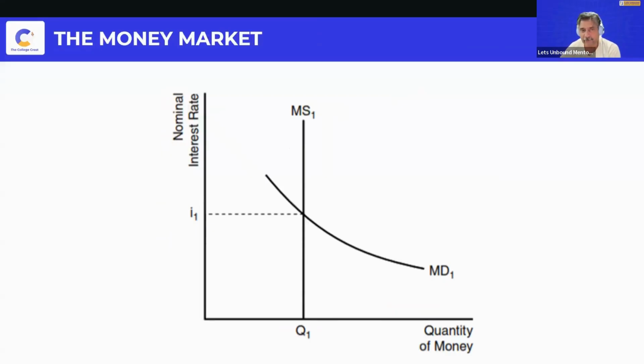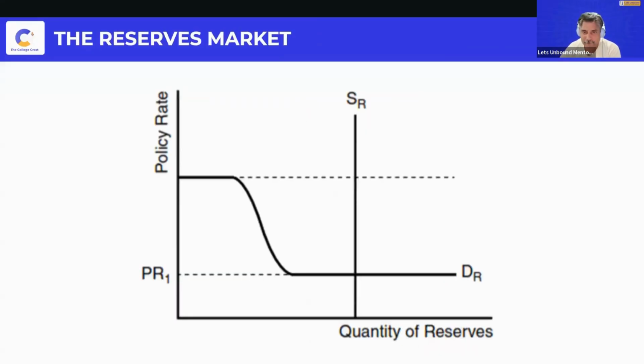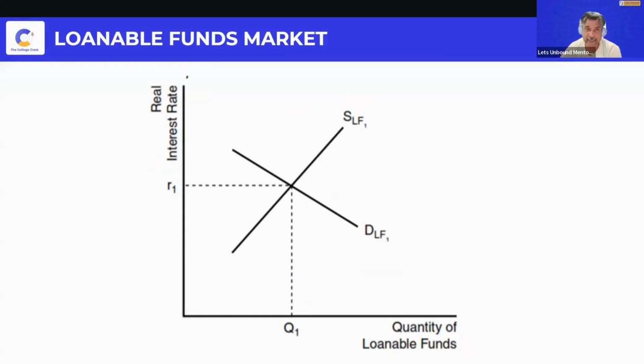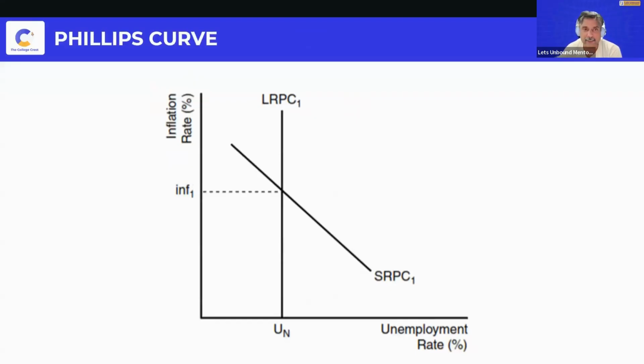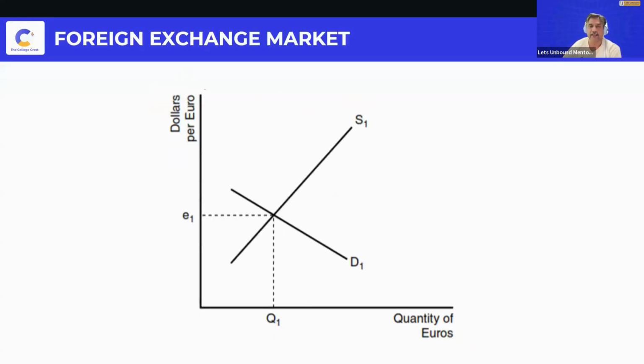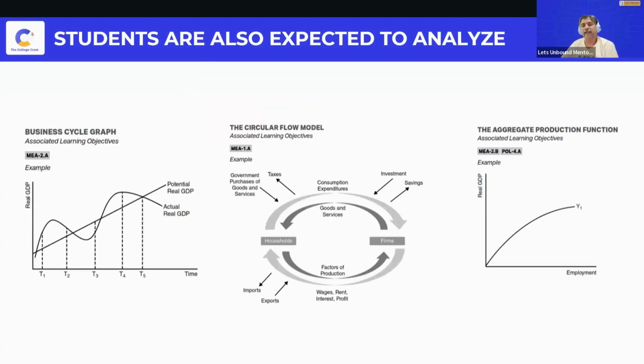The money market graph, the reserves or quantity of reserves graph. The loanable funds market graph, which shows the real interest rate versus the quantity of available loanable funds. The Phillips curve, which gives the relationship between the rate of inflation and the unemployment rate. This one in particular is always on the examination. The foreign exchange market, for example, graphs between dollars and euros, showing how the two move against each other in the international market.